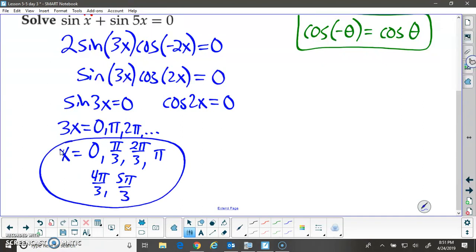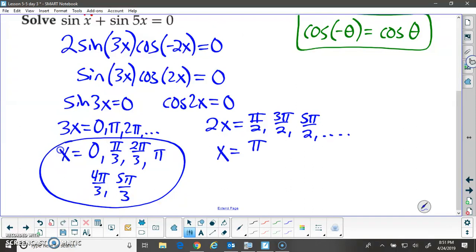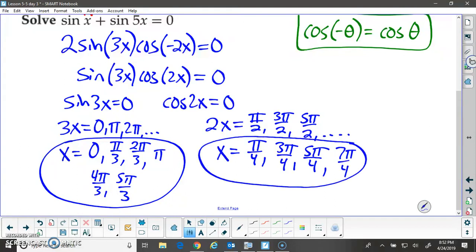And then in the same way, I'm going to have to figure out where cosine equals 0, and that's at the half pi's. Here's a few of them. And if I divide each of those by 2, I get pi over 4, 3 pi over 4, 5 pi over 4, and 7 pi over 4. So lots of solutions here.